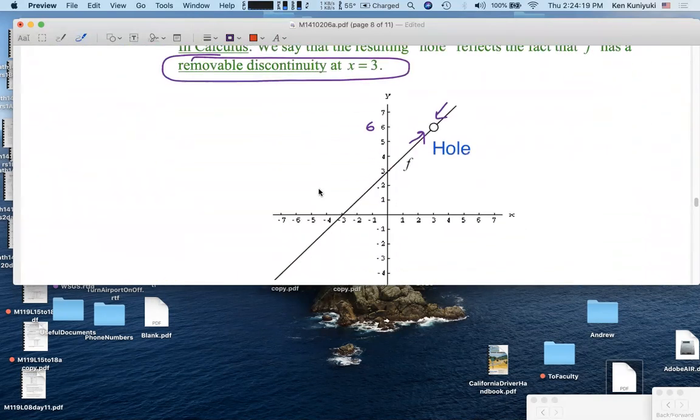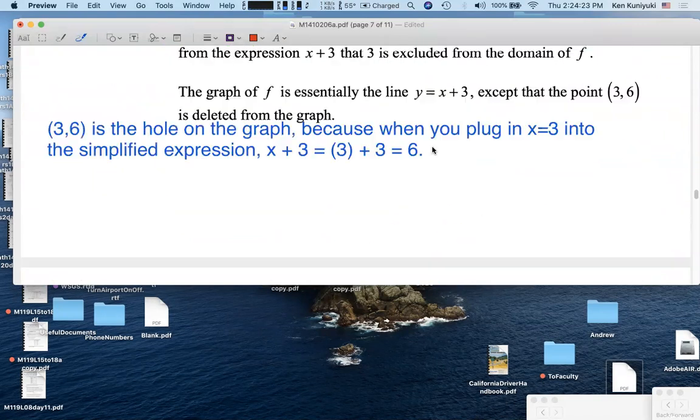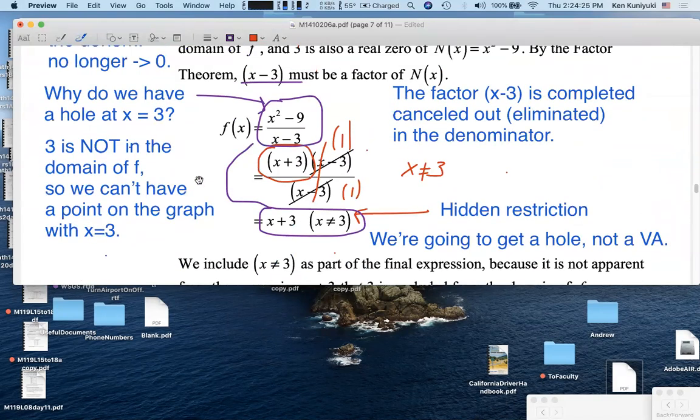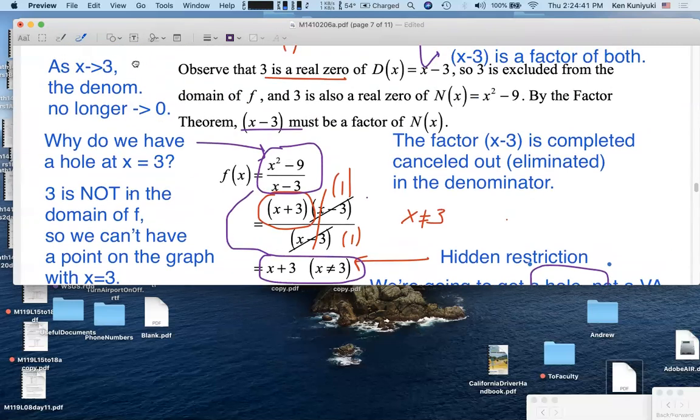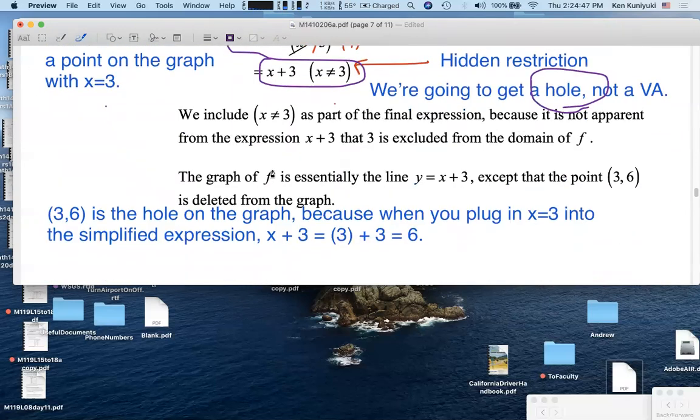All right, so that's why we have a hole at 3 comma 6. Again, 3 is not in the domain of the function, so we're not allowed to have a point on the graph. That means we either have a hole or a VA. How do we know we have a hole and not a VA? Because the factor x minus 3 down in the denominator is completely canceled out. It's completely eliminated. So it's no longer a threat as x approaches 3. All right, next we'll talk about the VA case.